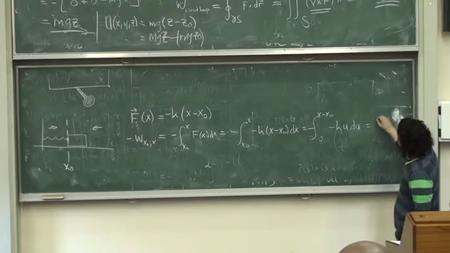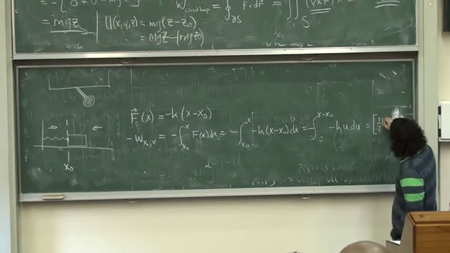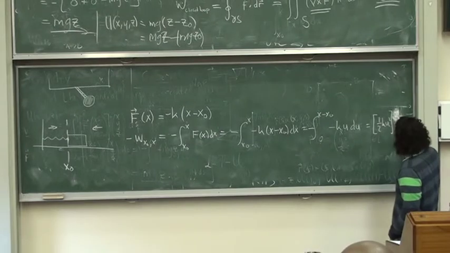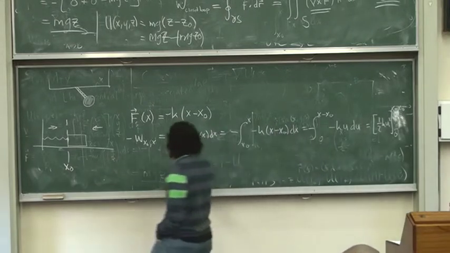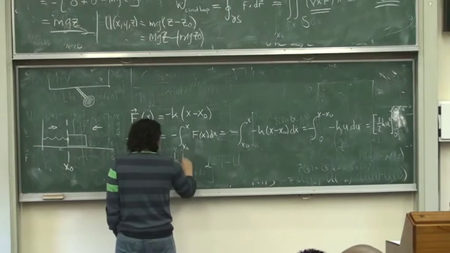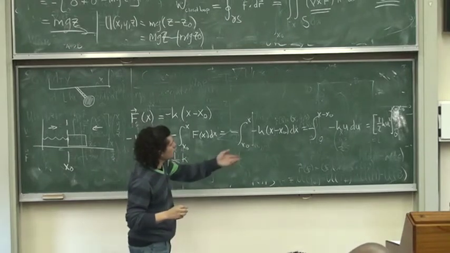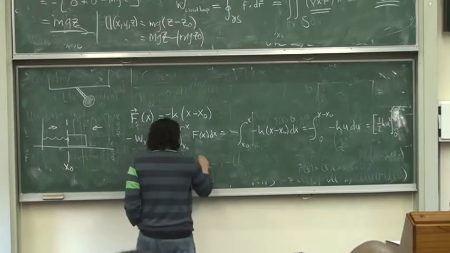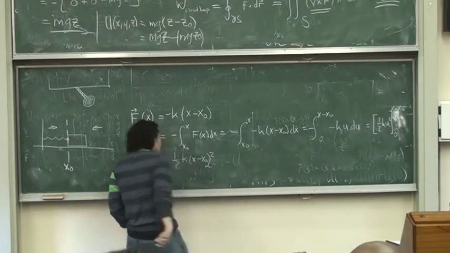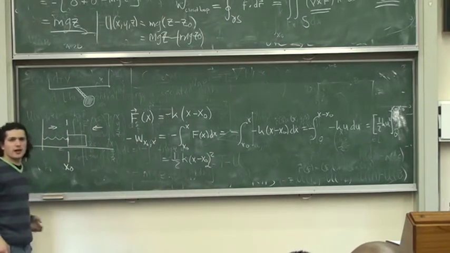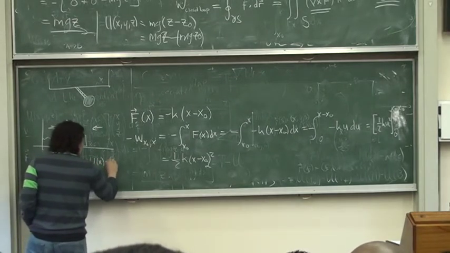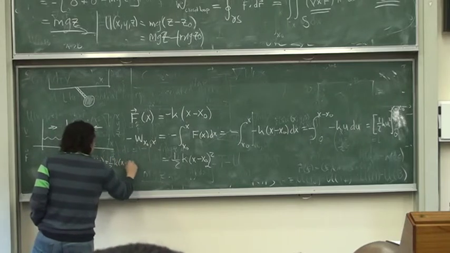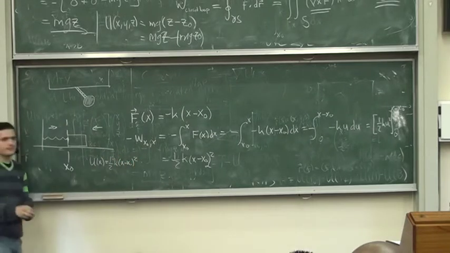When I integrate this, I get a half k u squared evaluated between 0 and x minus x naught. So what's the spring potential? It's simply a half k times (x minus x naught) squared. Okay, so I have the potential function now for the spring. U of x is equal to a half k (x minus x naught) squared.